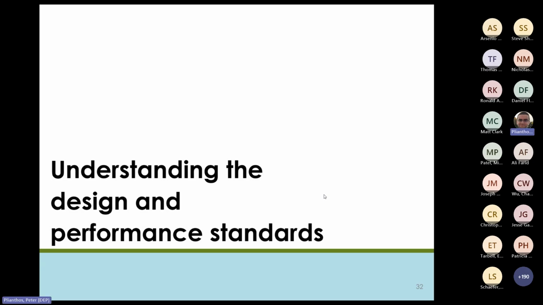In the last part of this presentation, we'll take a look at the design and performance standards in place to address the adverse impacts of land development that we discussed previously. These standards are found in the Stormwater Management Rule, Title 7, Chapter 8, or 7:8.